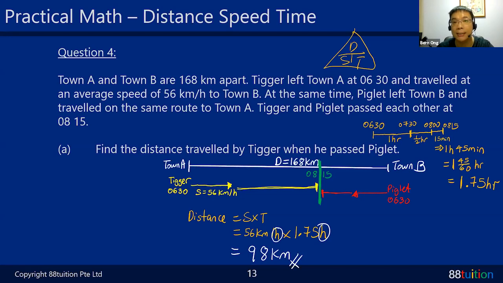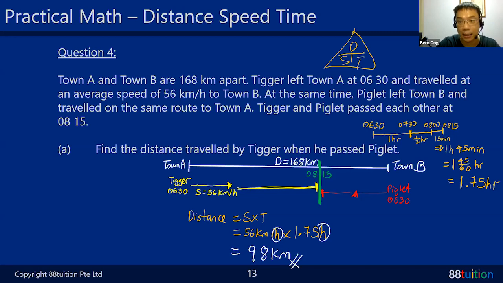Clear? That's the distance covered by Tiger. So am I right or not? Piglet covers how many kilometers? 168, the total distance, minus Tiger's 98. 70 kilometers. I'm right. So Piglet traveled less, so Piglet must be slower. Having known this, let's look at my picture.